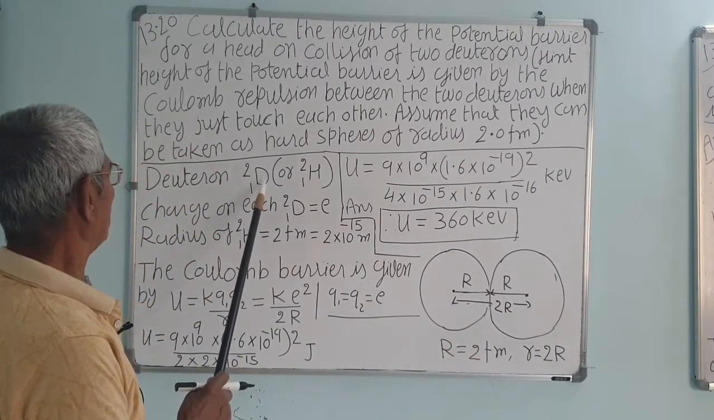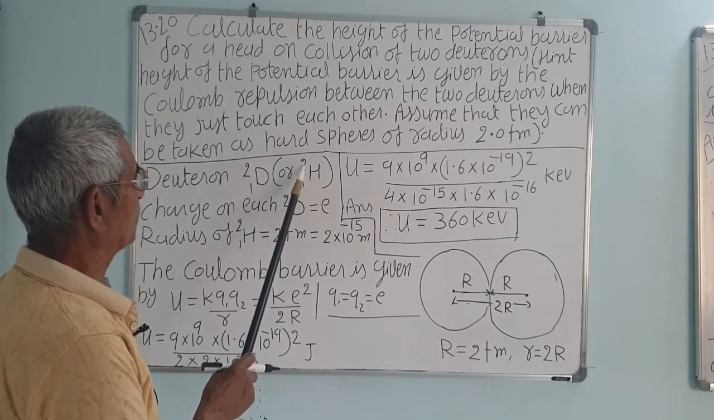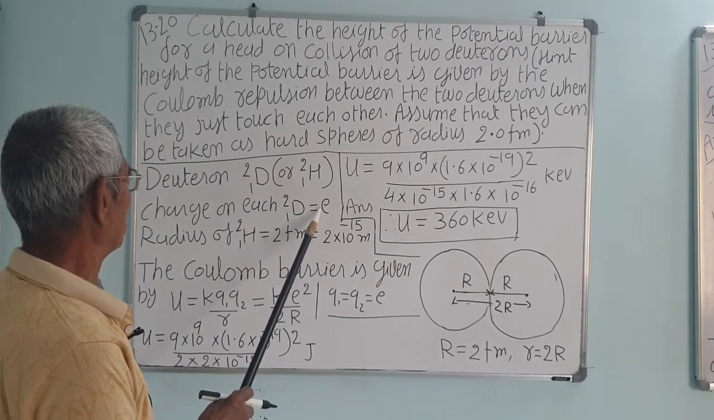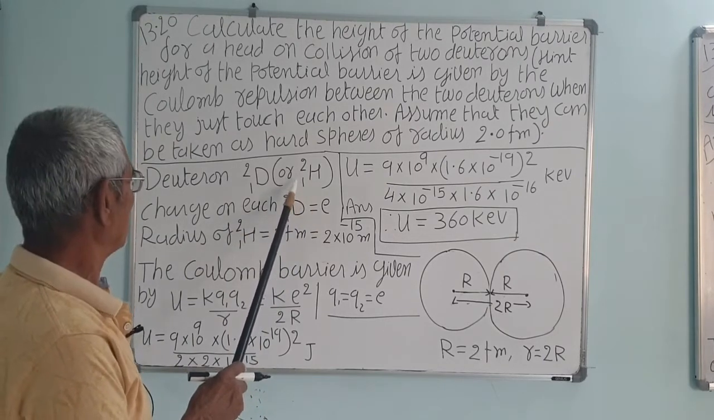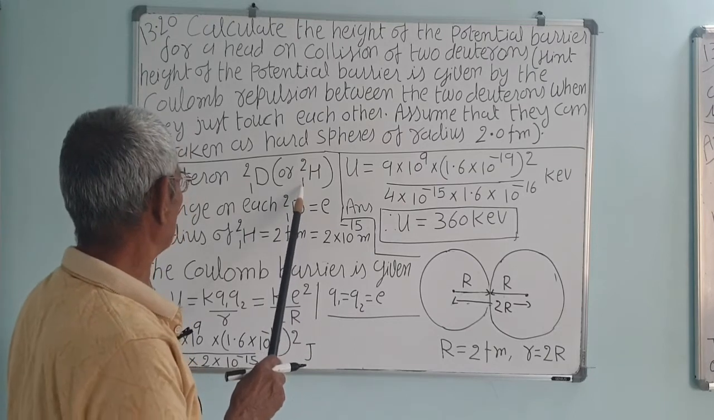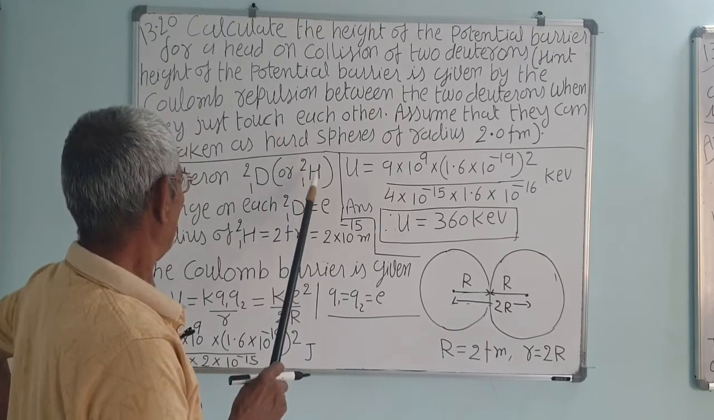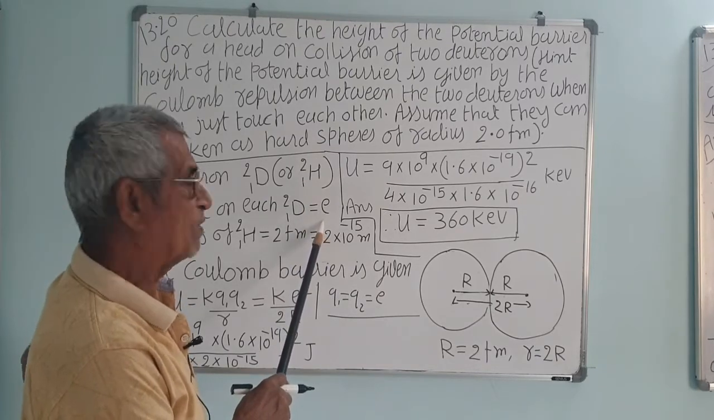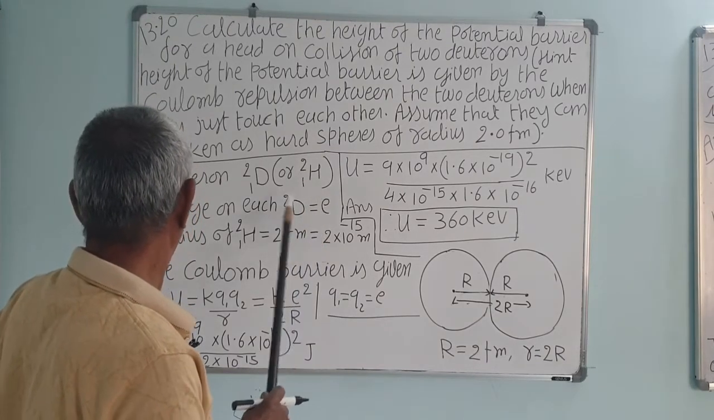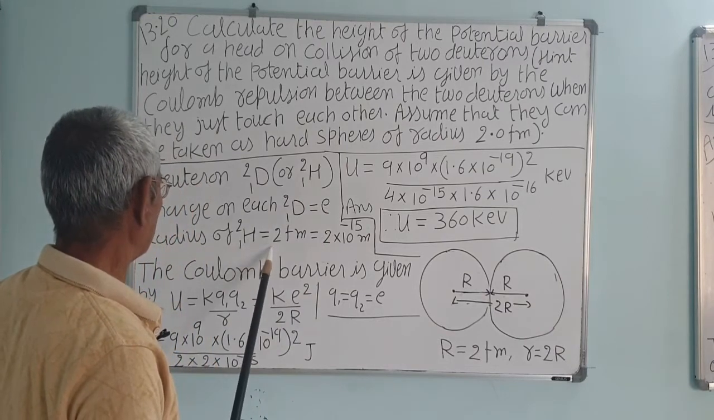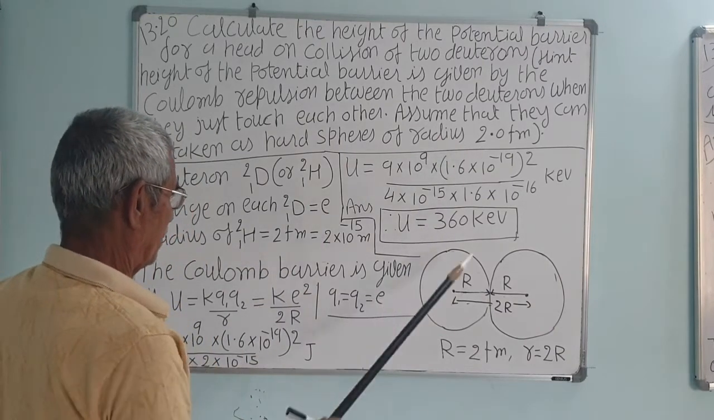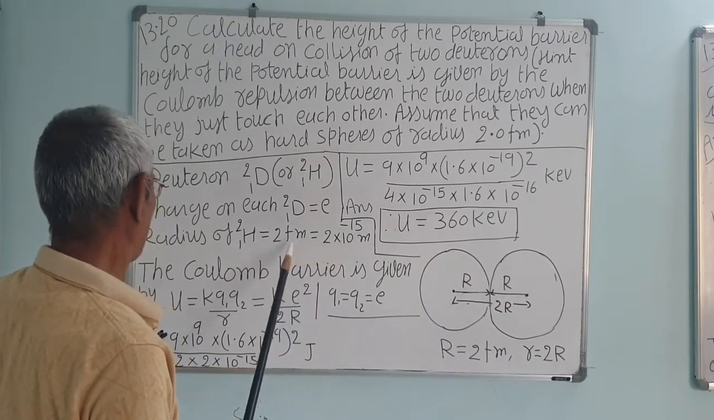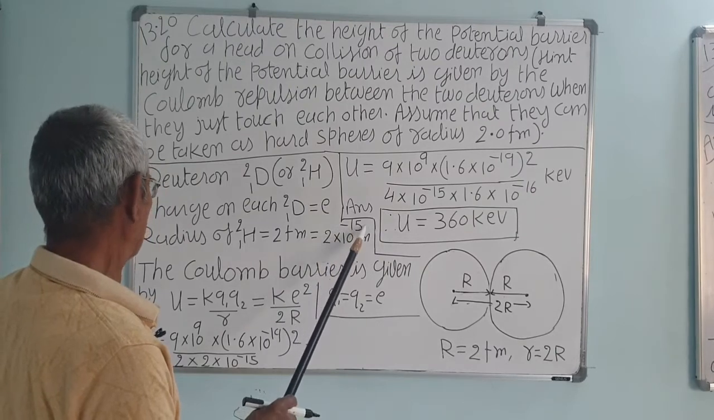The deuterium D12, or H12 you can also write, the charge on each deuterium is 1. This is the number of protons equal to electrons, the charge; this is the mass number, correct. This is Z. So Z is E, the electronic charge, that is 1.6 into 10 raised to minus 19 coulomb. And the radius of the deuterium is 2 Fermi-meter. This is 2 Fermi-meter, this is also 2, totally 4 distance. That is 2 into 10 raised to minus 15 meter.